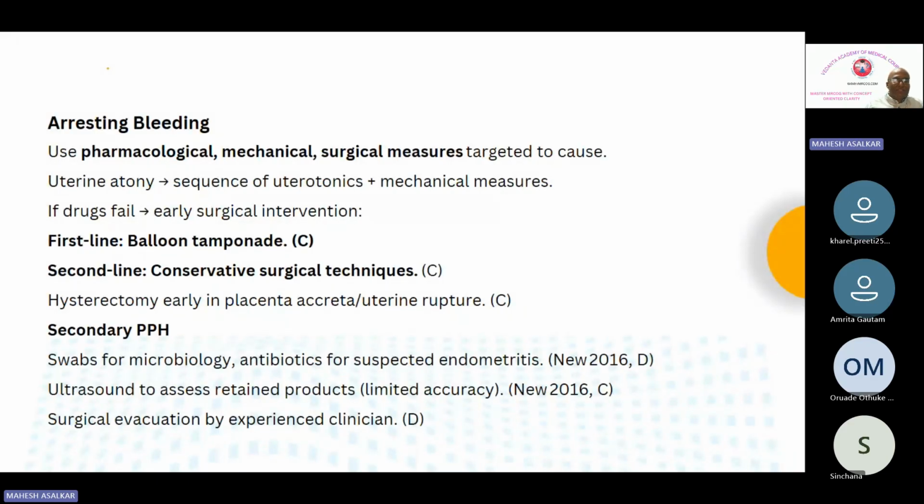Then first line surgical intervention is a balloon tamponade. Second line, we have conservative surgical techniques. Then we have hysterectomy. The decision will be taken if it is early, or if it is a case of placenta creta or uterine rupture, etc. Then if it is a secondary PPH, we send swabs for microbiology, antibiotics for suspected endometritis, ultrasound to assess for retained products, and surgical evacuation by an experienced clinician. So that is how secondary PPH is managed.